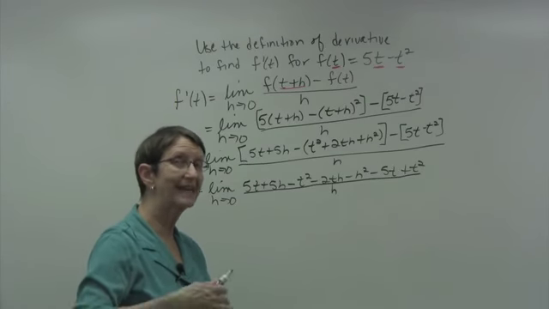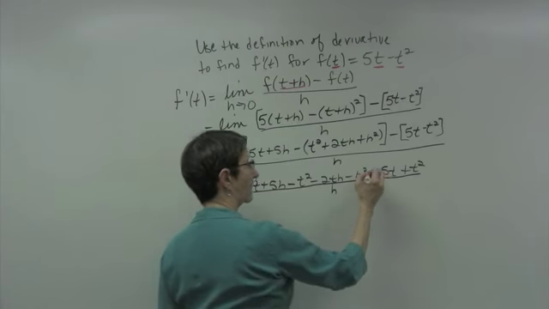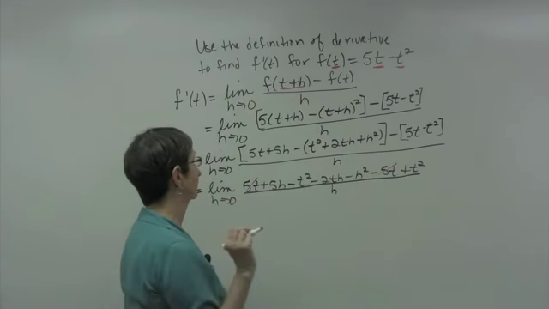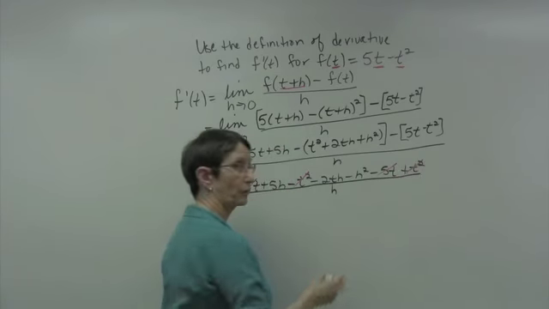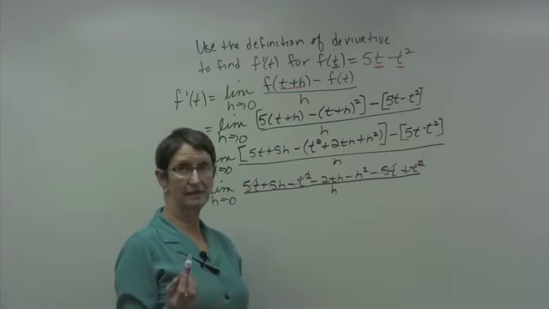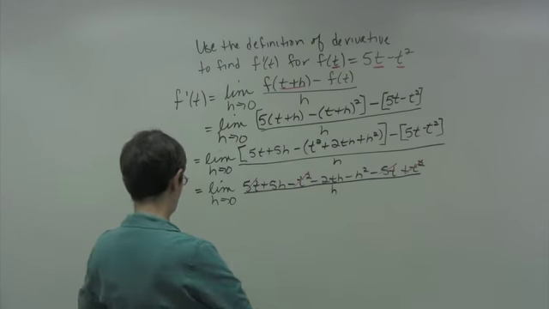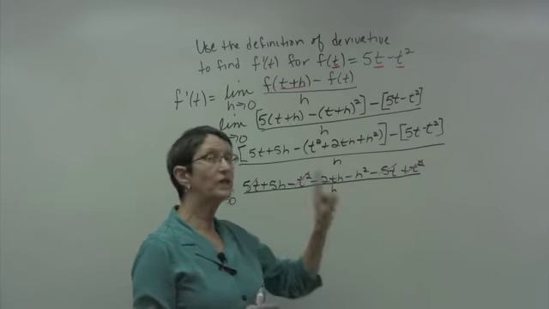And happily, things will go away. I have a 5t here and a minus 5t here. I have a minus t squared here and a plus t squared there. And looks like everything else that's left has an h in it, which is what should happen.